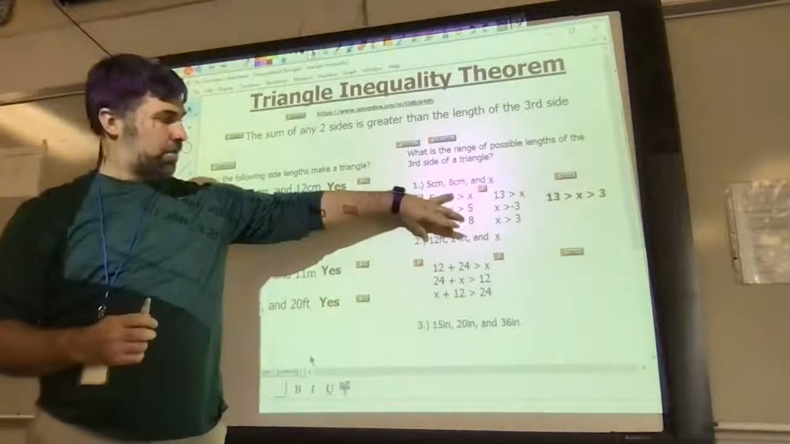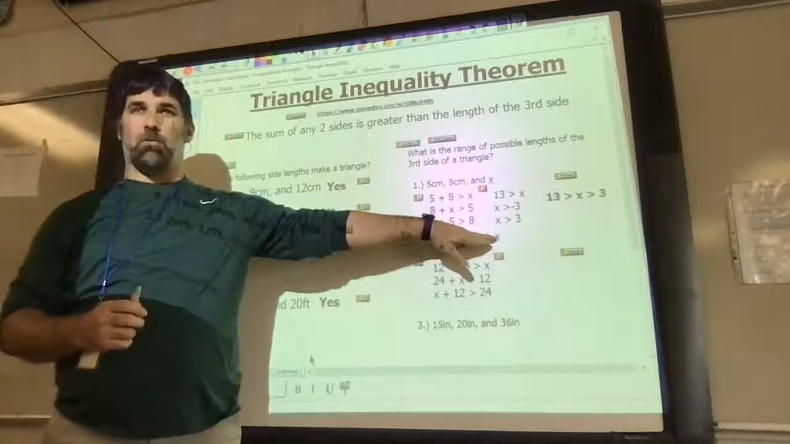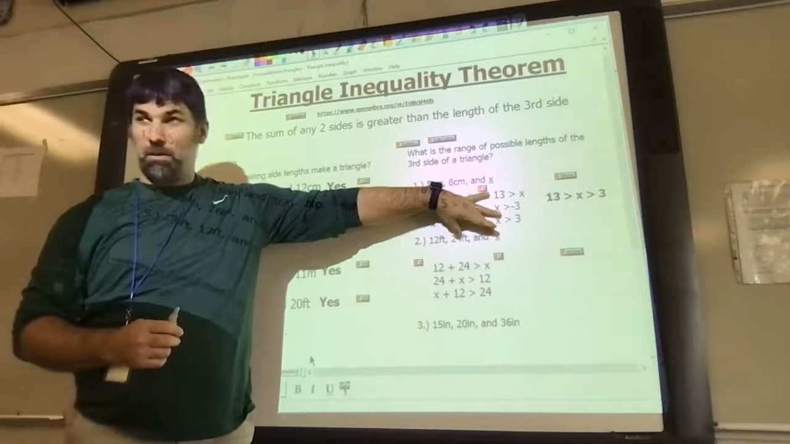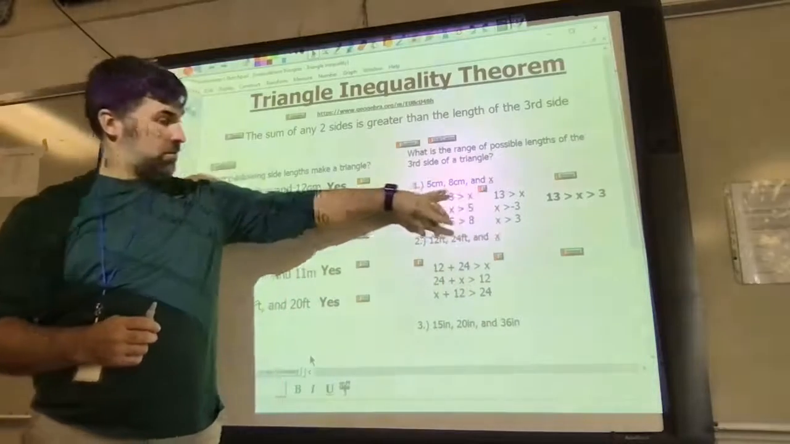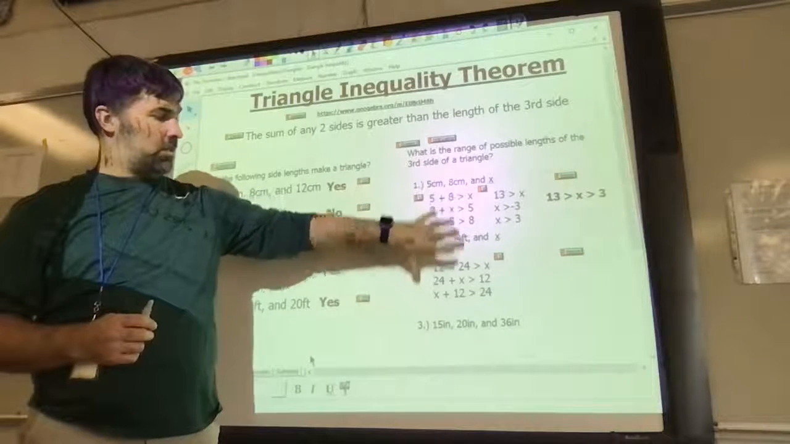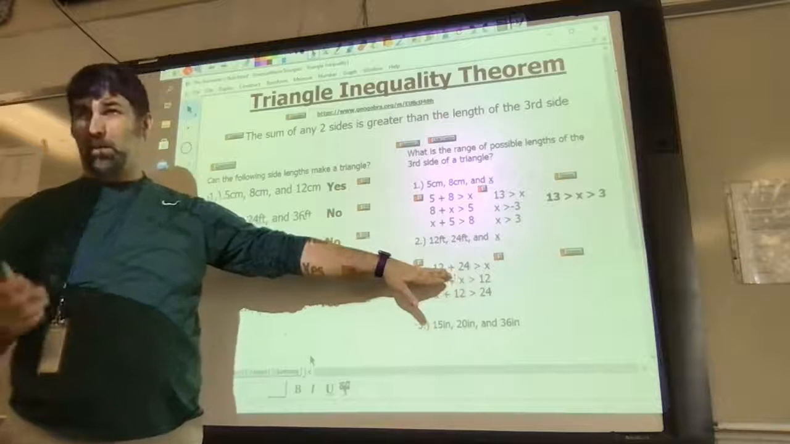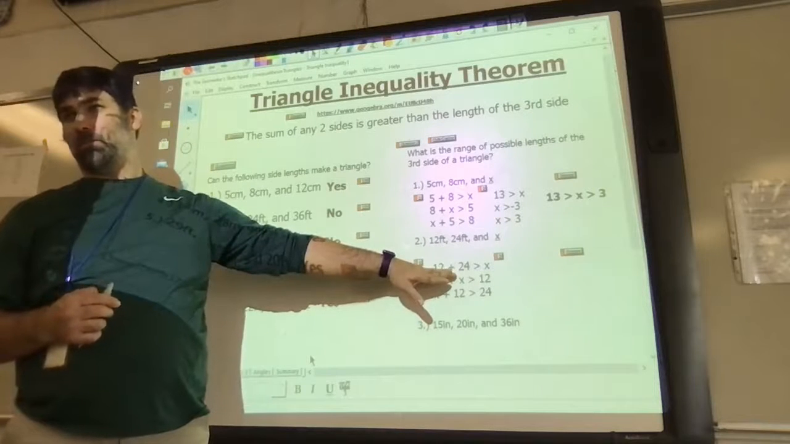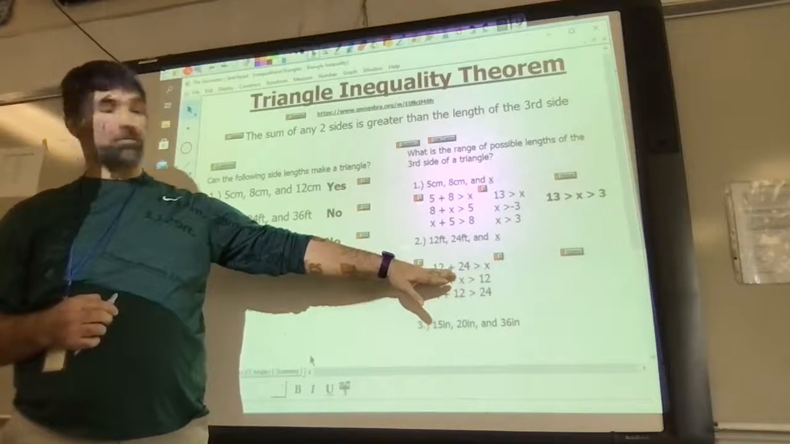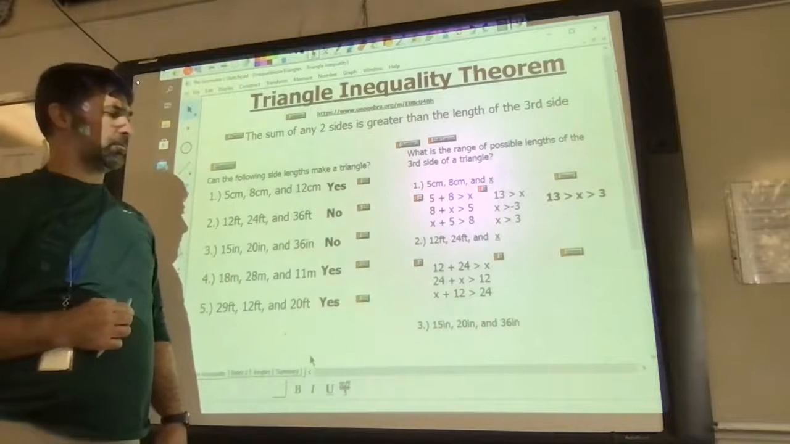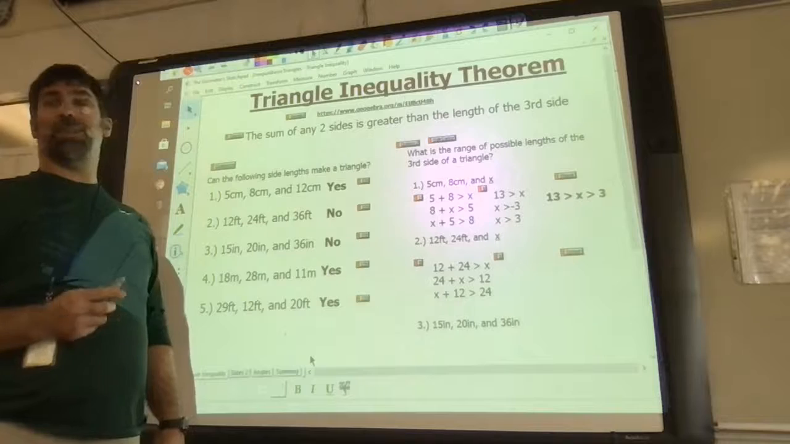Let's say 12 and 24 are the smallest, and what can X be? And let's say 24 and whatever the third side is, or the smallest, okay? Let's say we do the same thing we did there. How would you get X by itself on this top one? Well, it is by itself, but solve it. 12 plus 24 is 36. So X has to be less than 36.